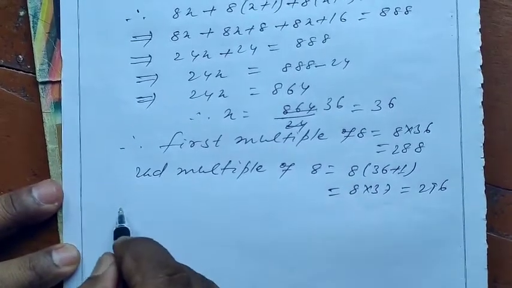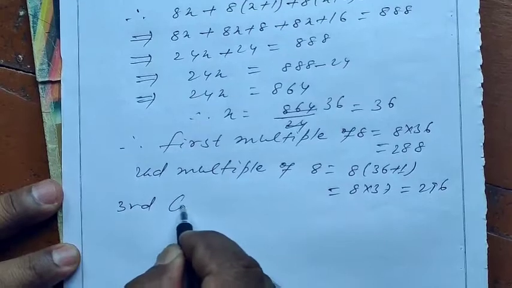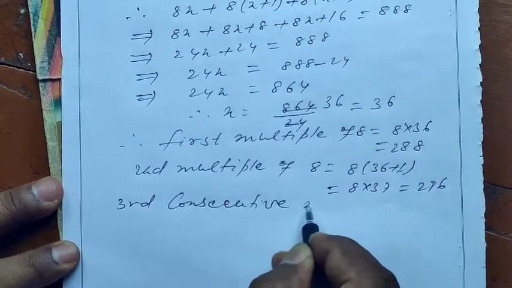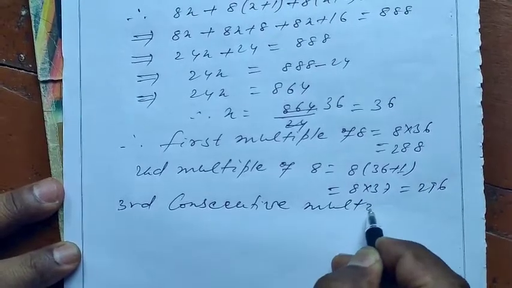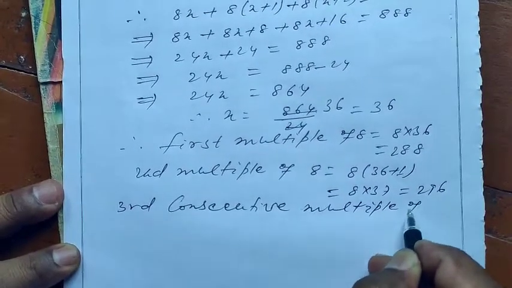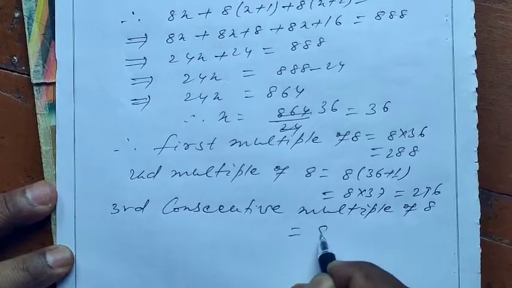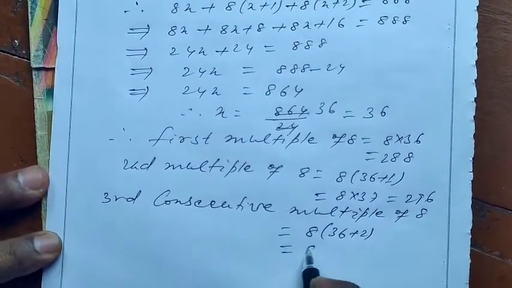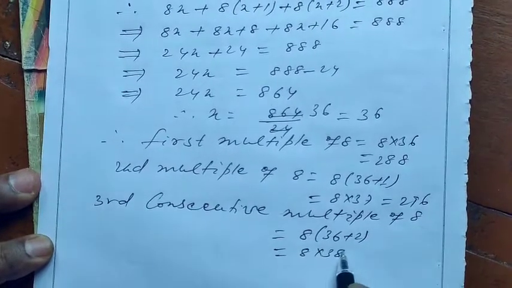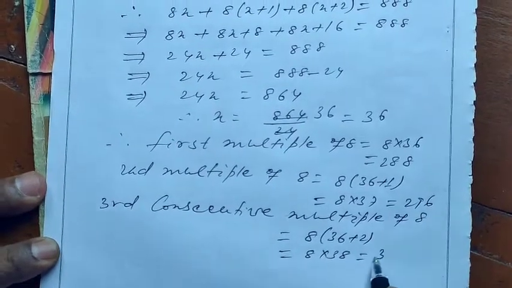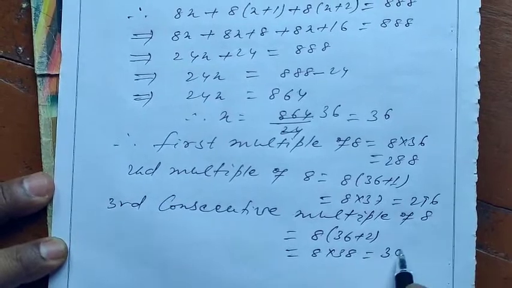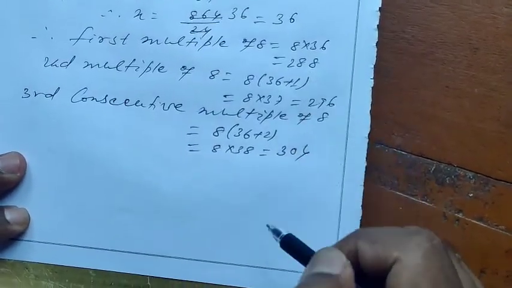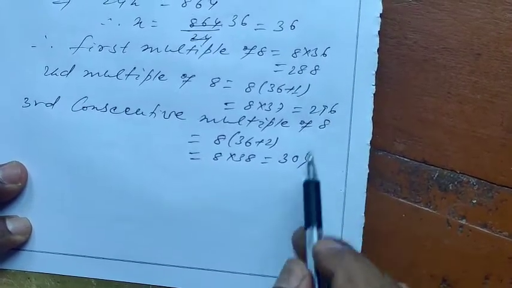And the third consecutive multiple of 8 is equal to 8 into 36 plus 2, that is 8 into 38, equal to 304. And these three multiples of 8 are the answer: 288, 296 and 304.